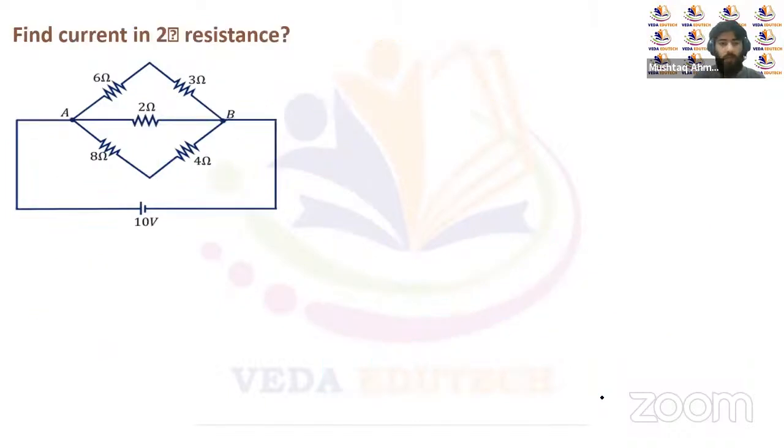So let's move on to the next question. Find the current in, sorry, the 2 ohm resistor. This is the 2 ohm resistance, and we have to find the current through it.